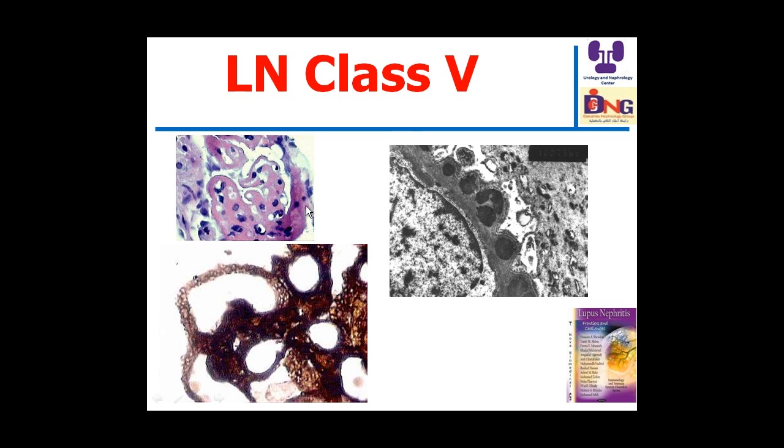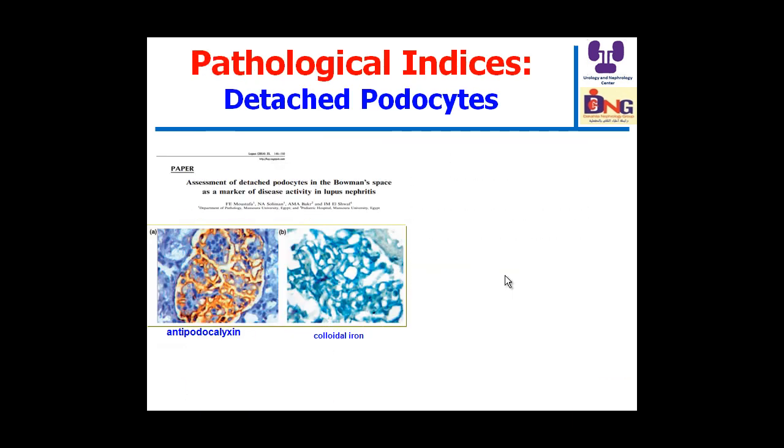You'll find by silver stain this vacuolar appearance because the deposits don't take the silver stain, and the deposit is mainly subepithelial, like idiopathic membranous, and you can find in lupus as well some subendothelial deposits.